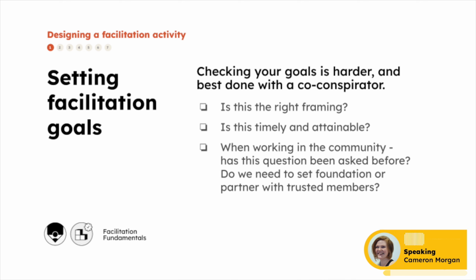When we start to think about checking those goals, this is an essential step because once we come up with our goals, great. But when you want to check in with your goals, try doing it with a co-conspirator. So this could be a team member, this could be somebody you really trust, but ask yourself a few questions of the goals you've just set. Is this the right framing? Is it timely and attainable? Meaning, does it make sense for this time right now? And is it attainable in the time we have allotted for the facilitation?